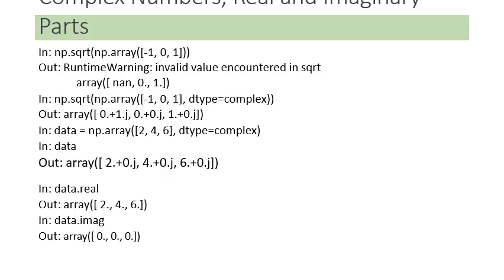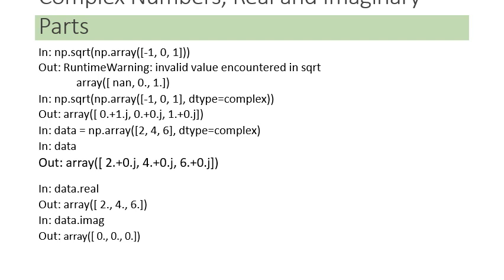Complex numbers can also have different parts, where np.sqrt of np.array of -1, 0, 1 gives a runtime warning: invalid value encountered in sqrt, and the array can be nan, 0. and 1.